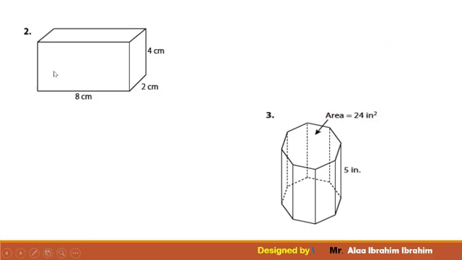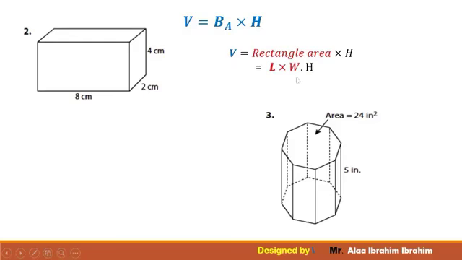Now I'm dealing with this cuboid, or rectangular prism. I have my same formula, remember: base area times height. The base area means the area of the rectangle, which is length times width. So this is my area of the rectangle, so length times width times height. So I multiply length times width times height. So this is my answer.